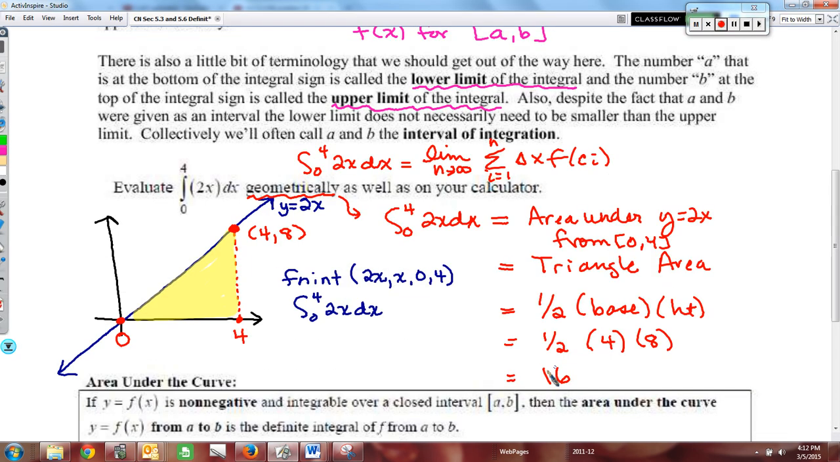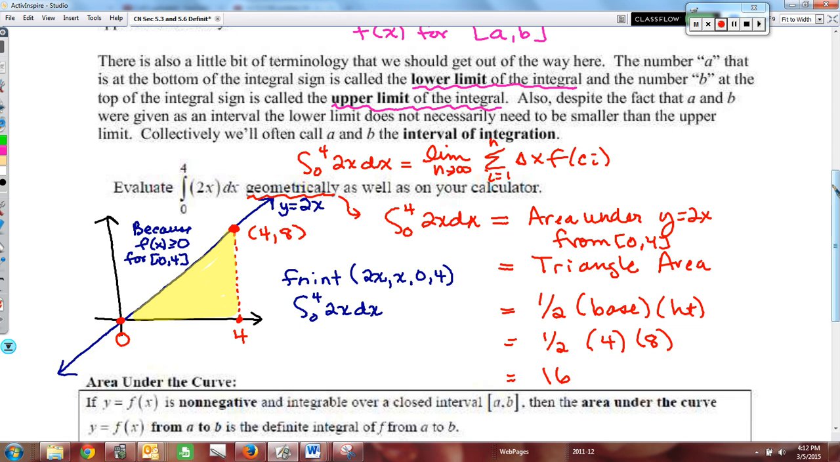As expected. Okay, and so the idea here is to recognize that in this situation, because f of x equals 2x from 0 to 4 is positive, so because f of x is greater than or equal to 0 for 0 to 4, this definite integral was exactly the same as the area under the curve from 0 to 4.